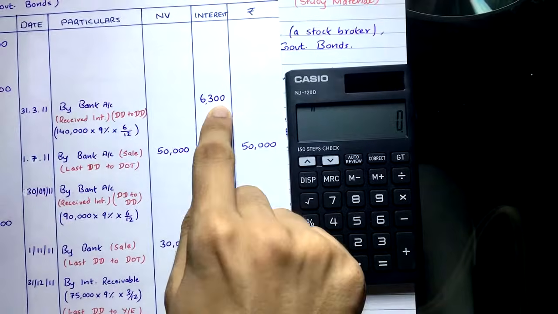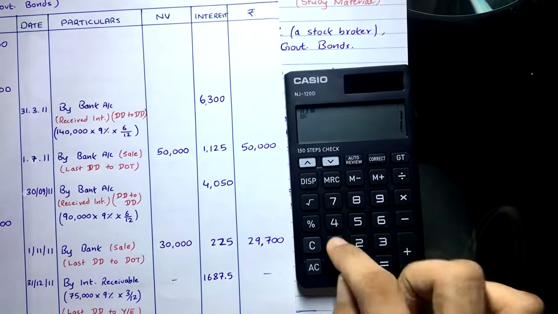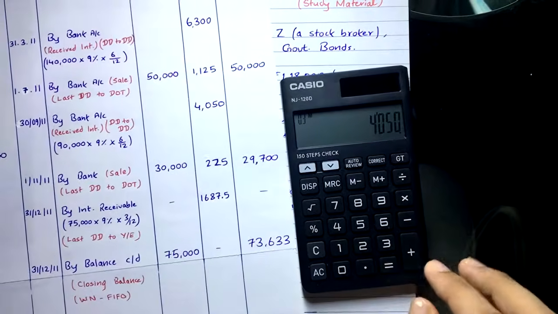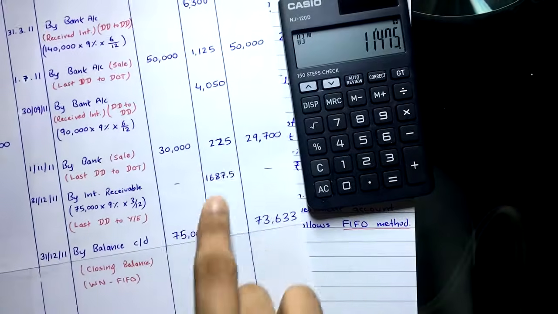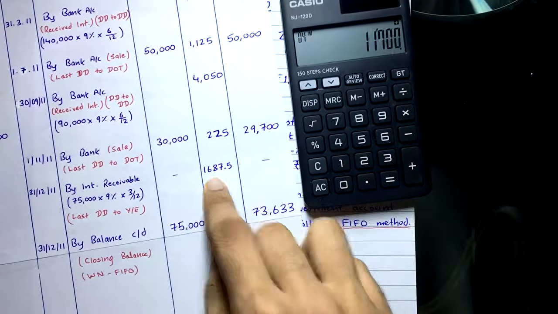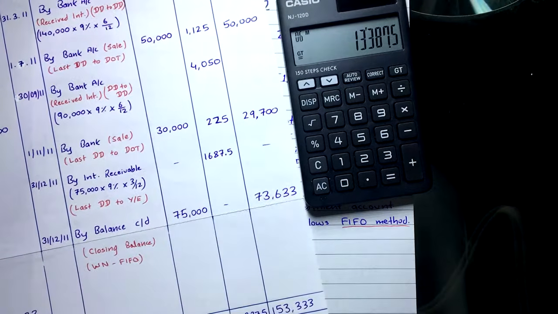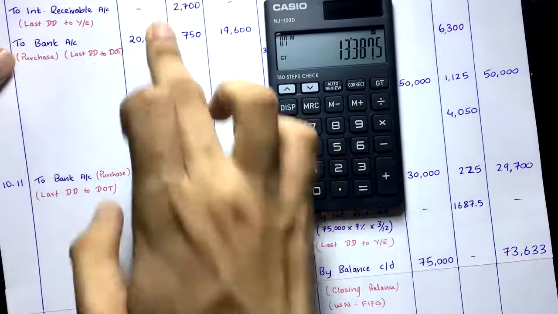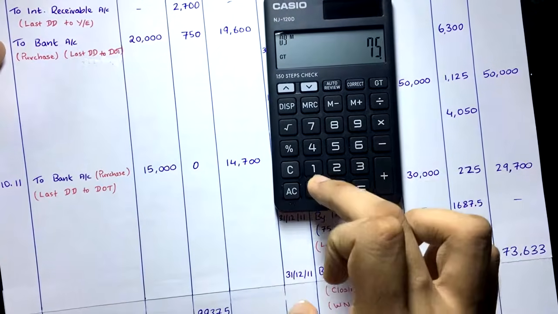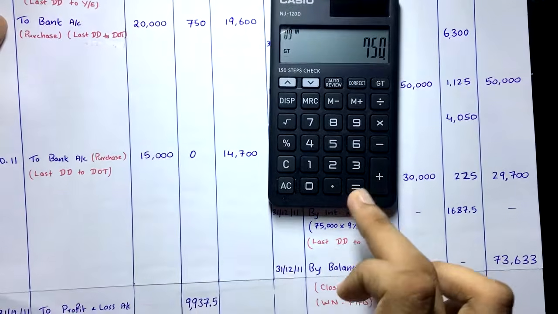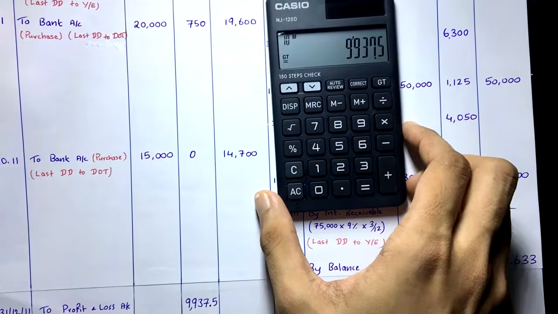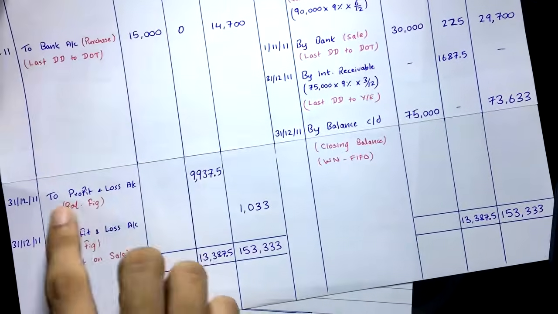See here, let's see the credit side first because that's always bigger. Interest column, 6,300 plus 1125 plus 4050 plus 225 plus 1687.5, that's equal to 13,387.5, right? So the credit side is always bigger, so take it on both sides and then go on subtracting from the debit side. Minus 2,700 minus 750, then there's nothing, so that's equal to 9,937.5. So that will come on the debit side as to profit and loss.